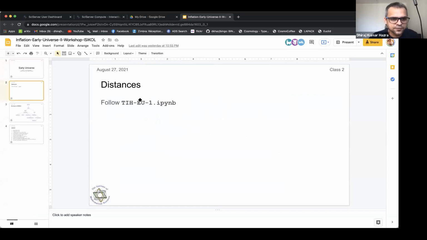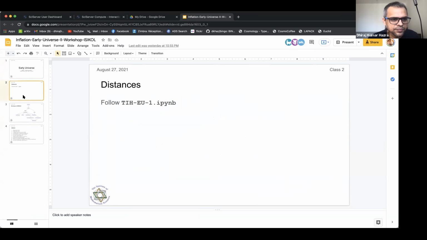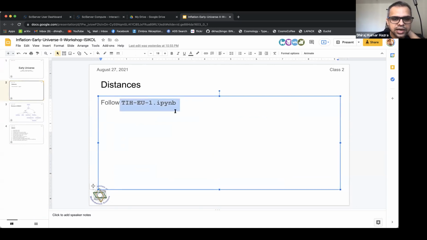There is nothing to read from these slides. There are only a couple of things that we need to do. For example, we need to first go through this Python notebook where we have discussed the distances. Yesterday we discussed the calculation of age, then the distances, and also the horizon problem, right? How you can calculate the angles. So this notebook contains that.